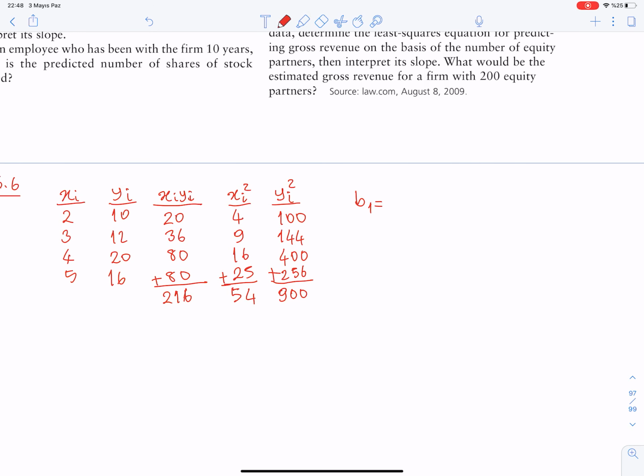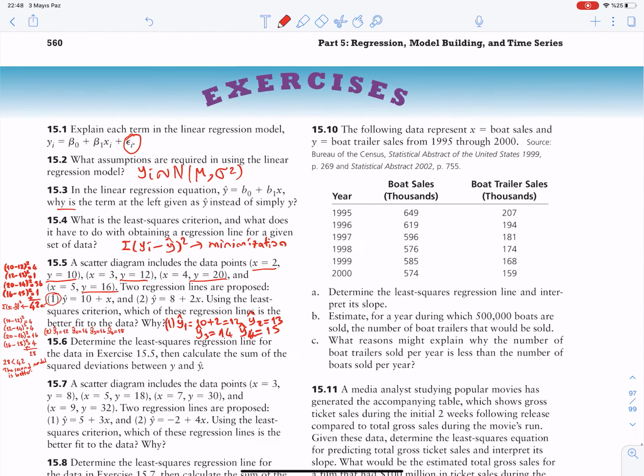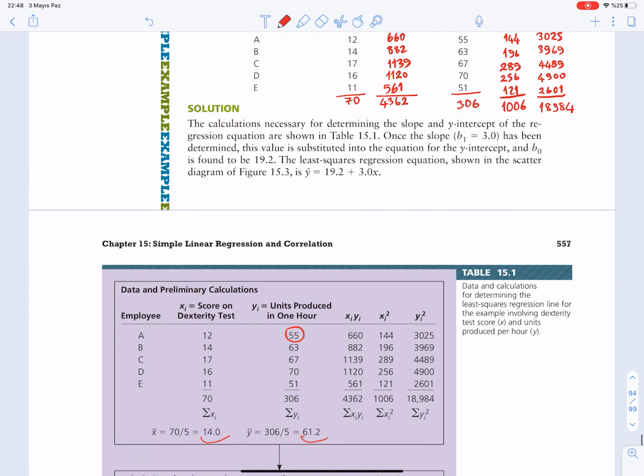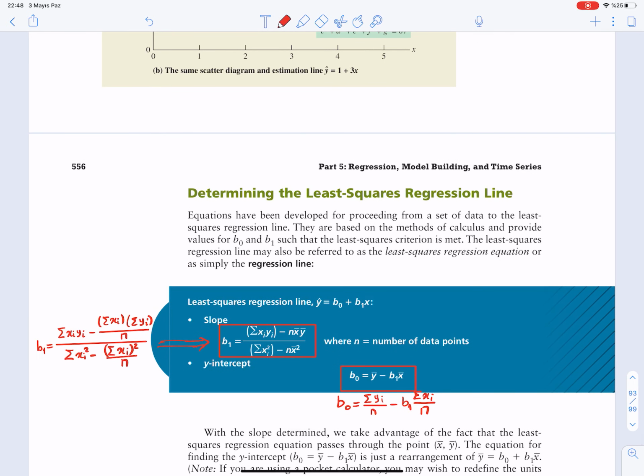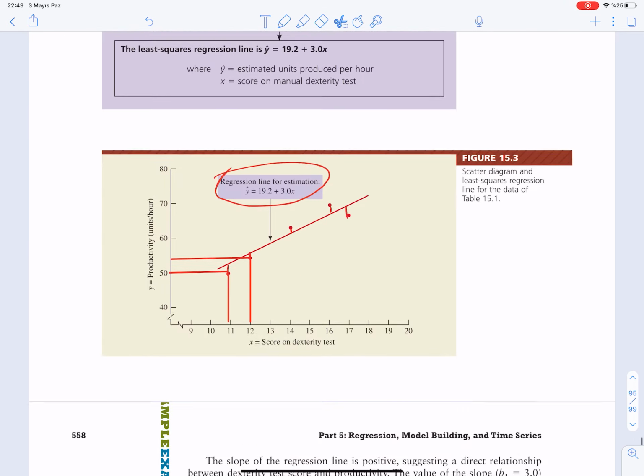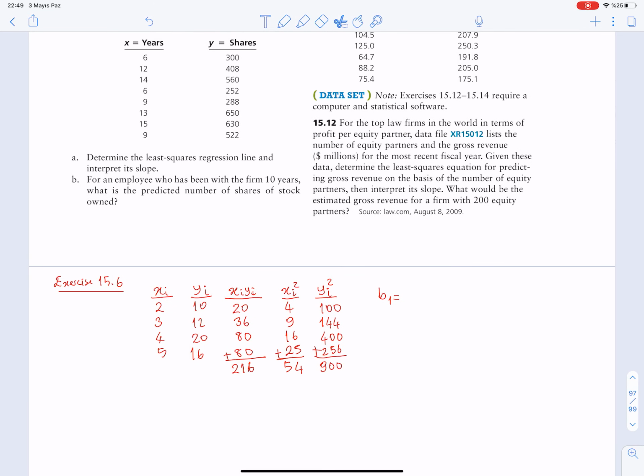To get b1, remember the formula I was using here. I don't want to lose time, so I'll copy the formula from here and move it to the space I'm using. Right, delete this, no need for it. Let's see the result.